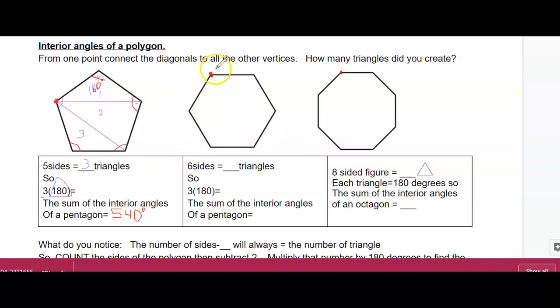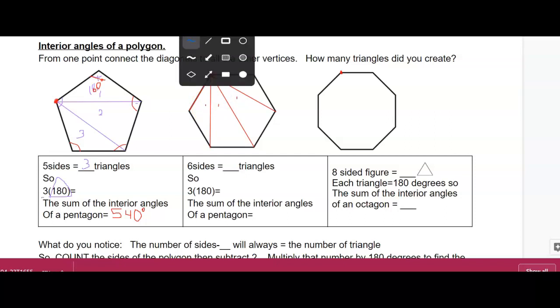Let's try this next one. So go ahead on this red dot, make your diagonals to connect the other vertices. So I'm going to connect mine. So there's 1 triangle, then I'm connected to this one. There's 2 triangles. There's 3 triangles. And I can't really do this because it's already done, but I'll show you. So even if I do the other vertices here, they don't make any other triangles. That's it. So I only have 1, 2, 3, 4 triangles. So I made 4 triangles. So 6 sides makes 4 triangles.